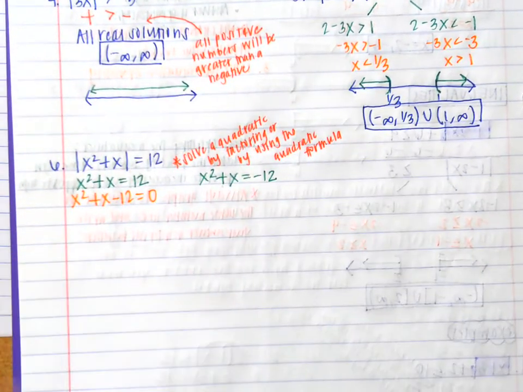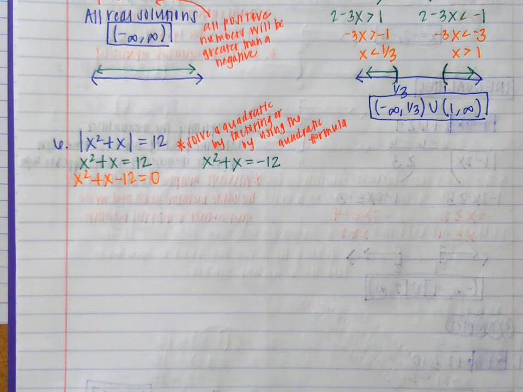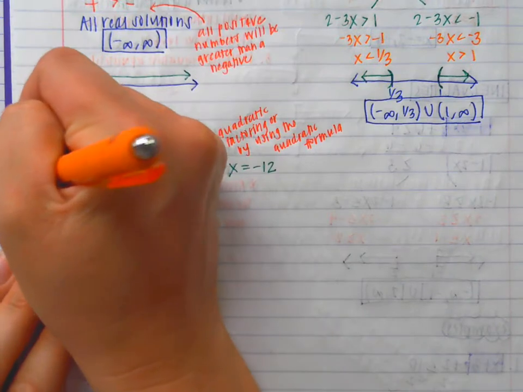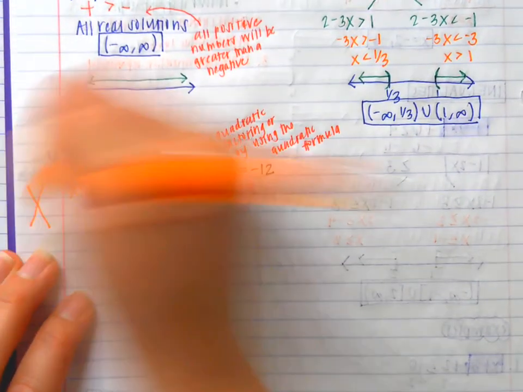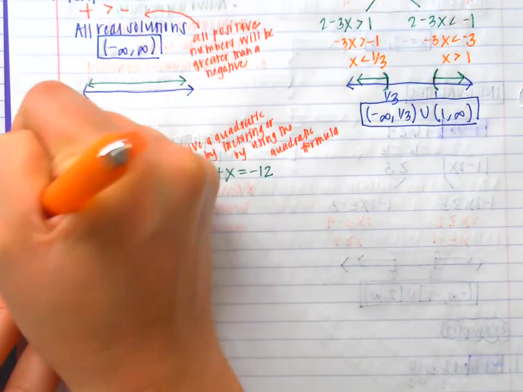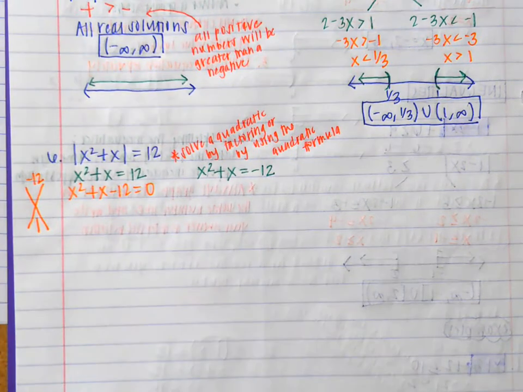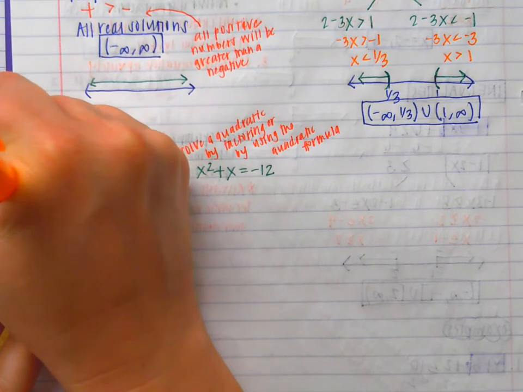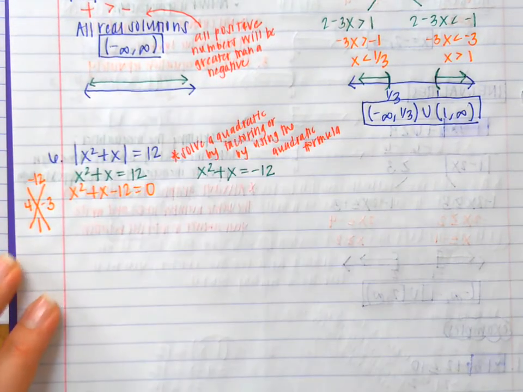And now that it's set equal to 0, I'm going to first try and see if I can factor that. So do I know two numbers that multiply together to get me negative 12 and add to get me positive 1? So if you need to write out your big X, you can write that out. And hopefully you're thinking, yes, I do know two numbers. Those two numbers are positive 4 and negative 3.